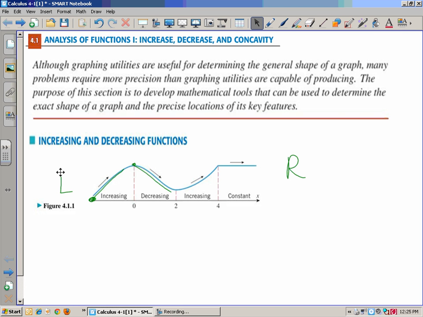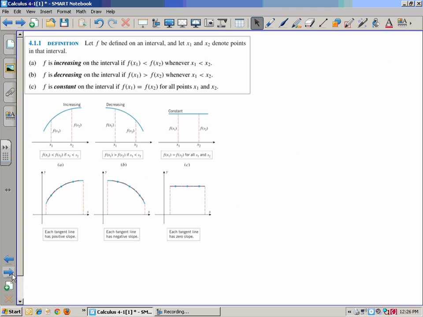So when we do these key features, this point here, this point, these are important pieces of the graph. We want to know what's happening so that we can get a better idea as to what the function is telling us. Okay? So there's a couple of definitions. And the first definition that we need to know is that if your first derivative, oh, we're not there yet.